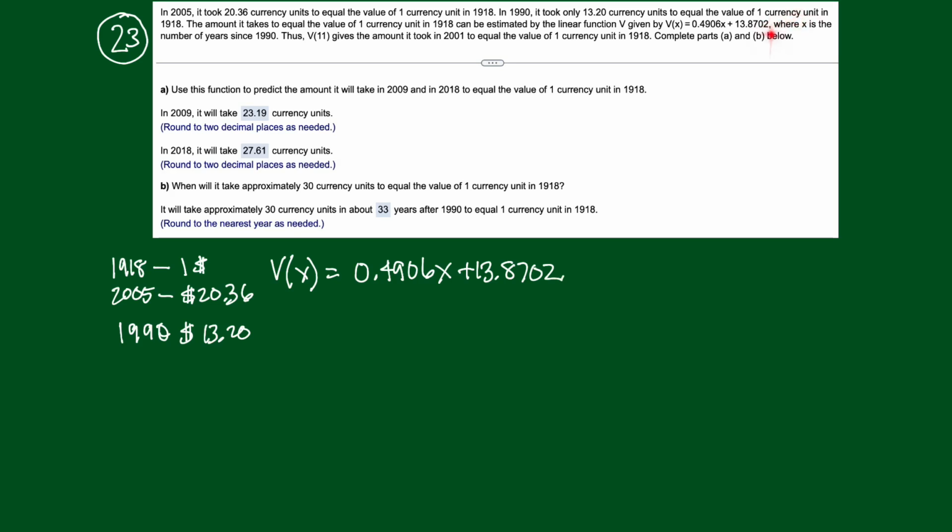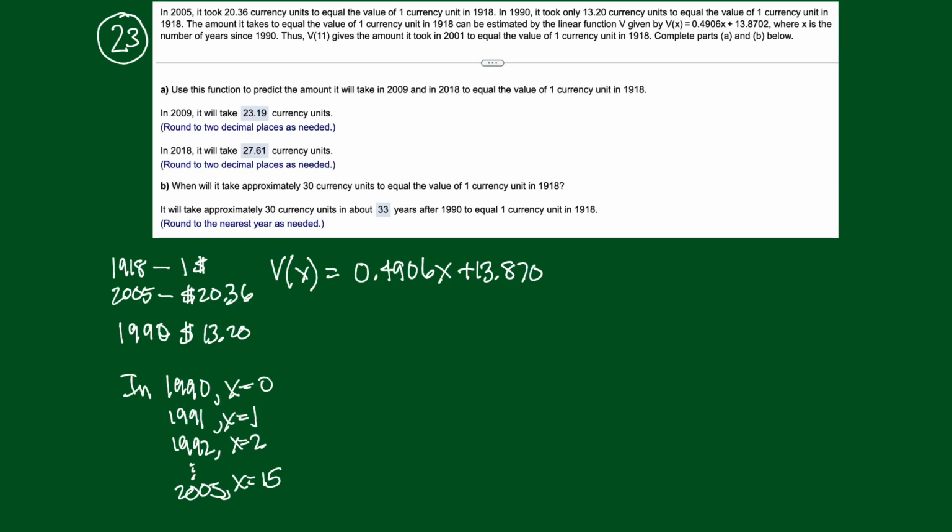Now, this is an important part here. x is the number of years since 1990. So x is the number of years starting in 1990. So here's what we know. In 1990, x equals 0. In 1991, x equals 1. 1992, x equals 2, and so on. 2005, x equals 15.